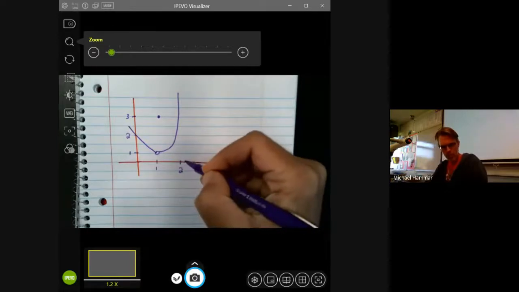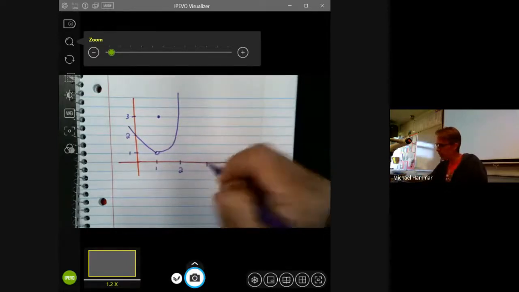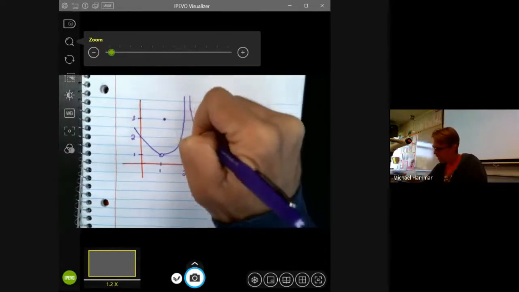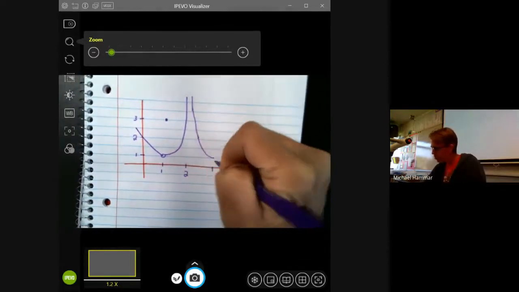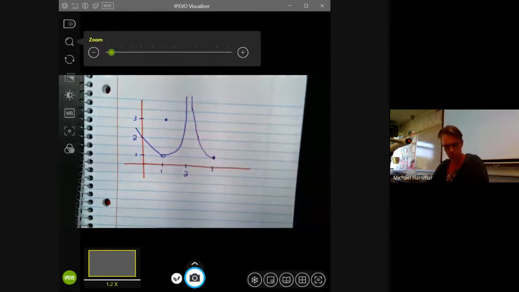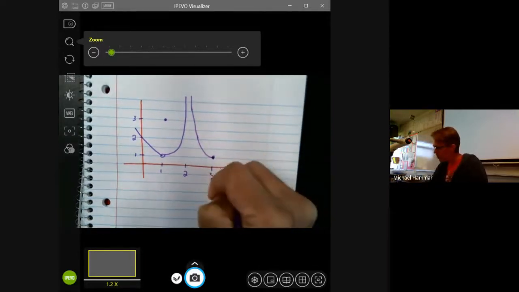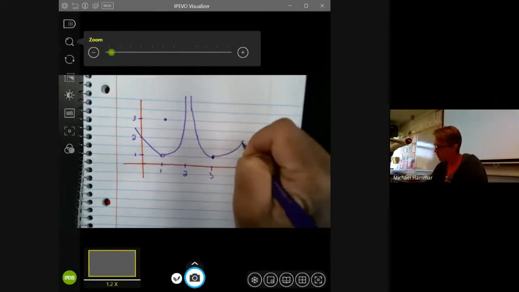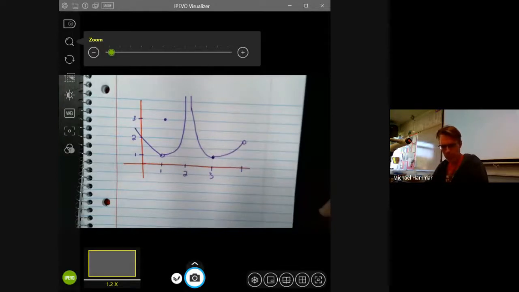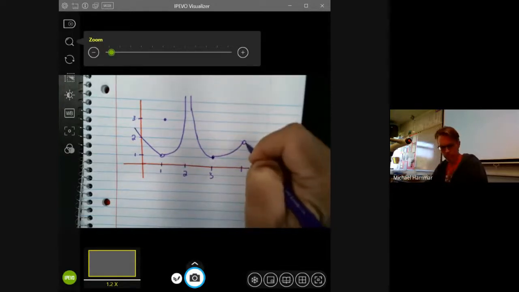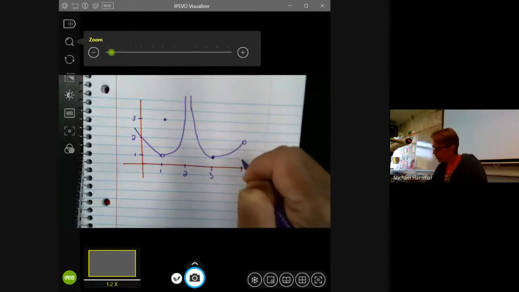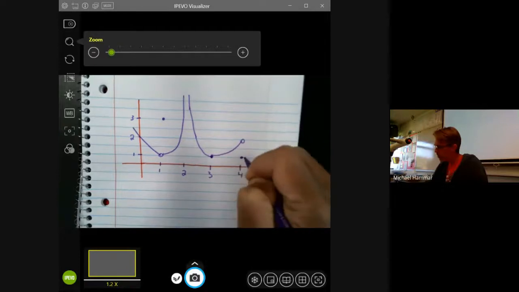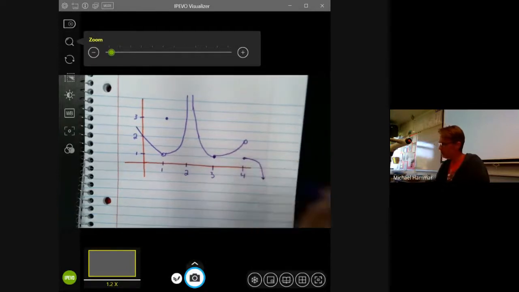Now, beyond 2, we're going to go to 3 here, and then this graph is going to kind of come down and go like this. There'll be a closed dot there, and that's at 3. And we're going to go over to 4. There's going to be a hole there, and this is going to be up at 2. And then right down here, we'll have a closed dot, and this is at 4. And then it's going to go down like this.